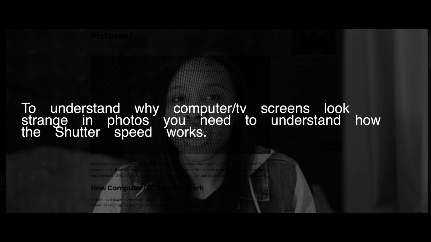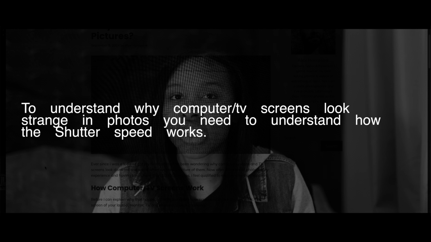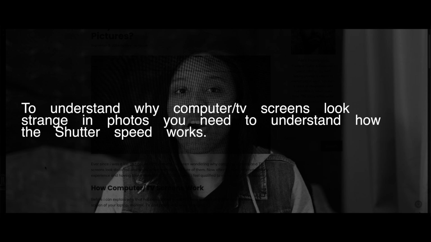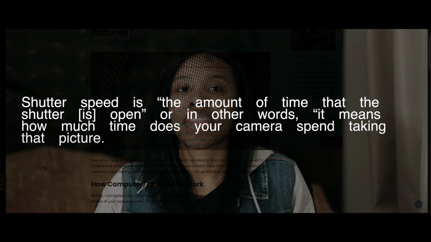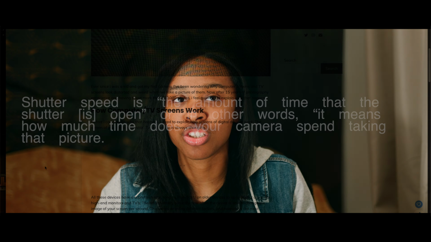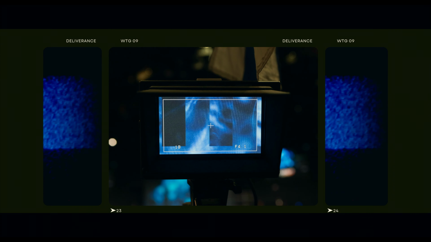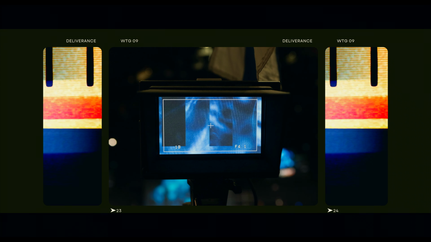To understand why computer or TV screens look strange in photos, you need to understand how the shutter speed works because the issue is related to that. The article defined shutter speed as the amount of time that the shutter is open, or in other words, how much time your camera spends taking that picture. Now that we've defined what the shutter speed is, there's the other part of the problem, which is the image that is being projected on, in this case, the TV screen.